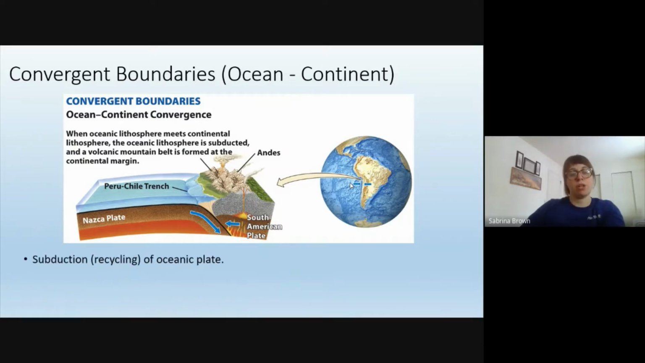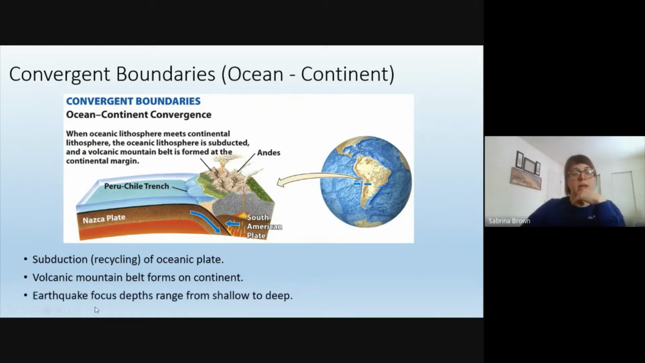So again, we get subduction of the oceanic plates and formation of a volcanic mountain belt on the continental plates. And again, because we have subduction anywhere along the subducting plate, we could have an earthquake occur. And because of that, we have a range of earthquake depths from shallow to deep.